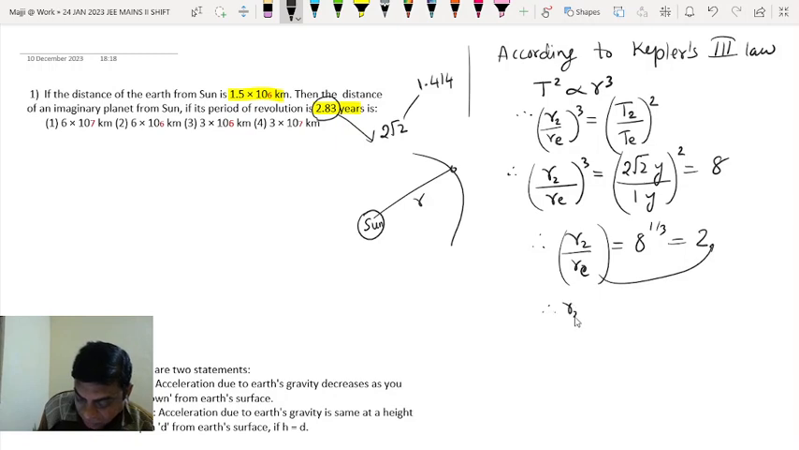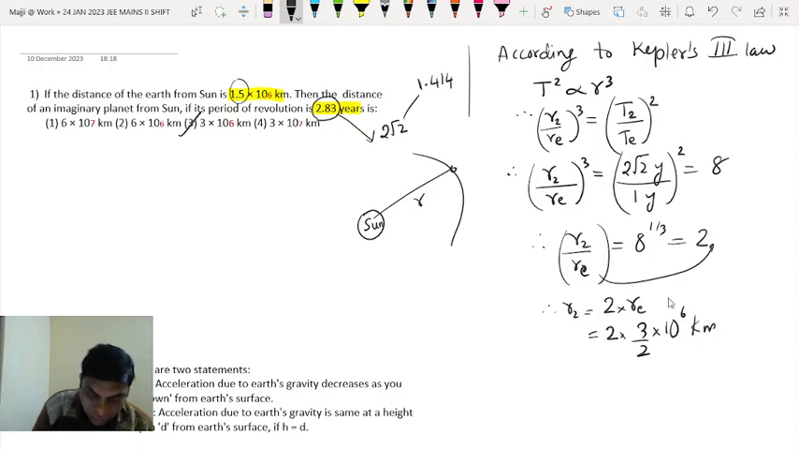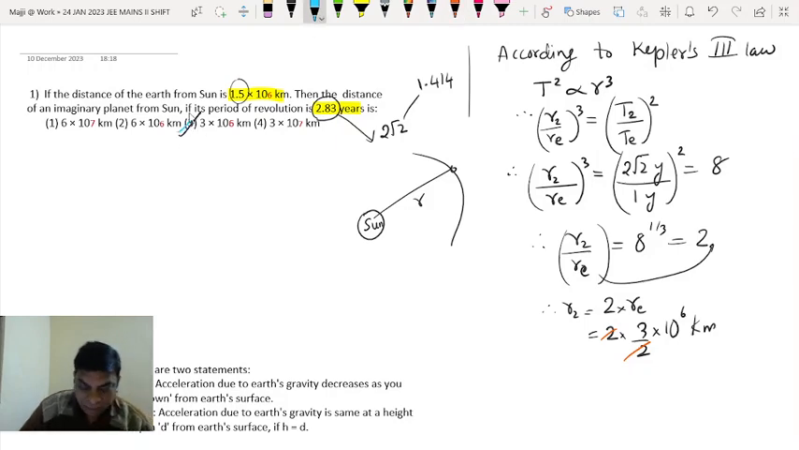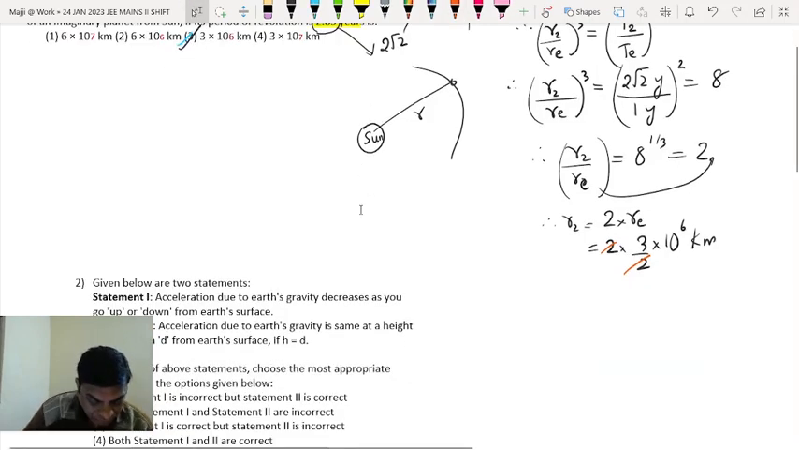So therefore the required distance is twice the distance of Earth from the Sun. So when you double it, you get 3 into 10 power 6. 1.5 can be written as 3 by 2. Okay. So 2 gets cancelled here and finally we are left with this third option. Let us move to the next question.